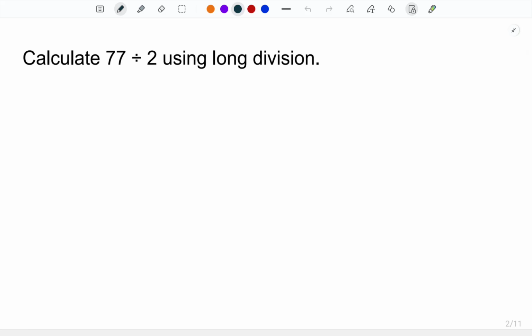So if we want to do 77 divided by 2, let's write down 77. We have the long division symbol like that, the division symbol, and the 2 on the outside. And what you do is you take this 2 and you work with the first part, the tens column in a sense. How many times does 2 go into 7? Or what is 7 divided by 2?